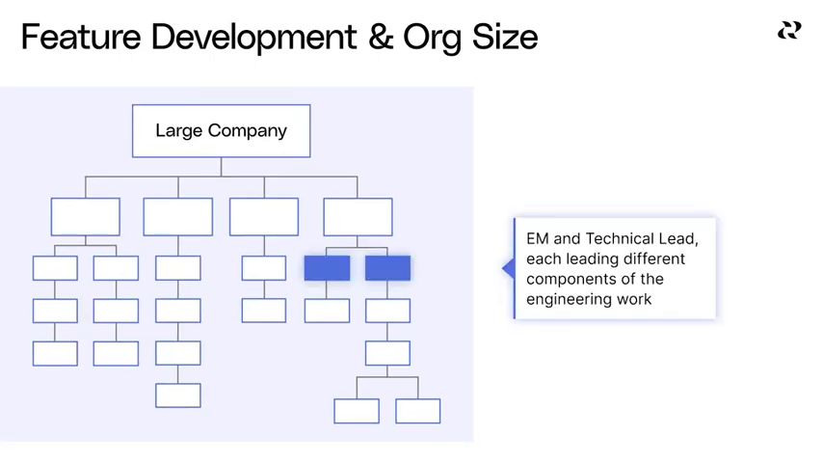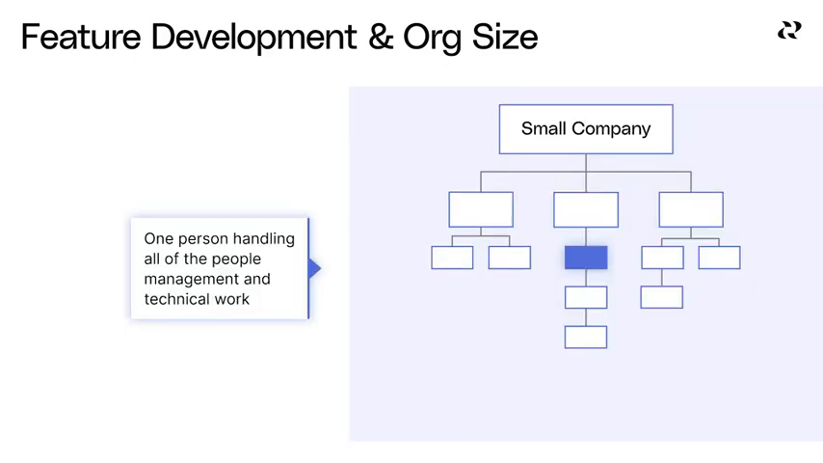For example, if you're a new PM at a large tech company like Airbnb or Salesforce, you might have an engineering manager and a technical lead, each leading different components of the engineering work. But if you're a new PM at an earlier stage company, like a Series A startup, then one person might be handling all of the people management and technical work typically done by the EM and TL.